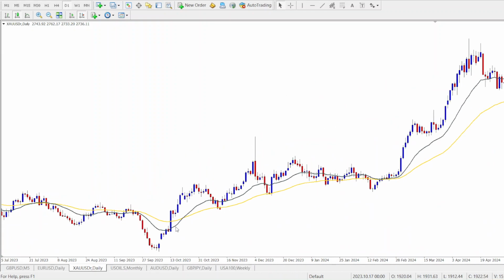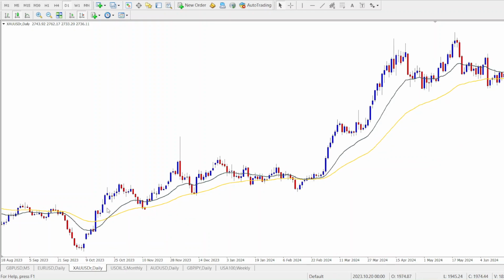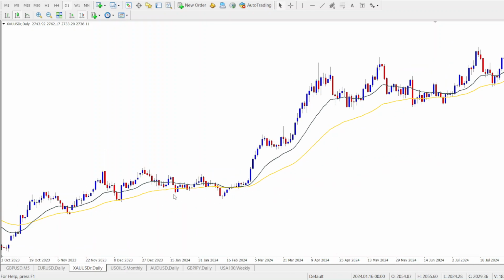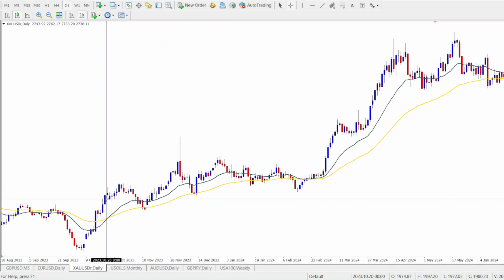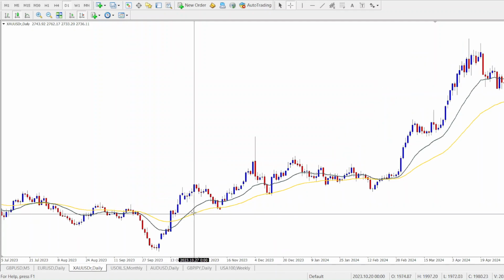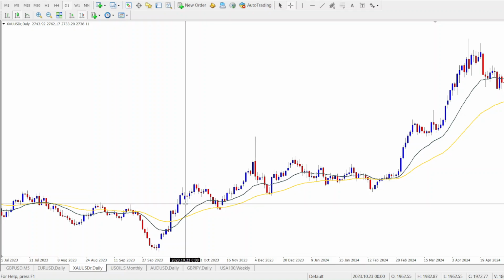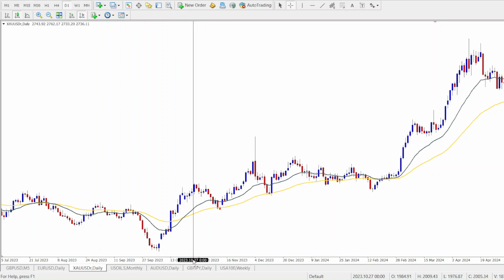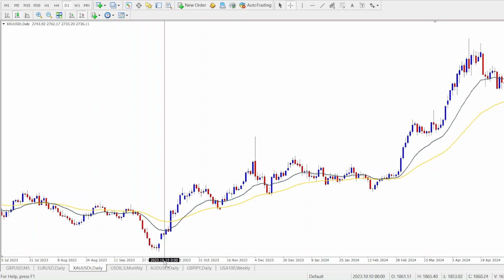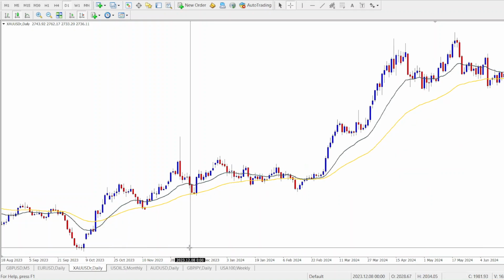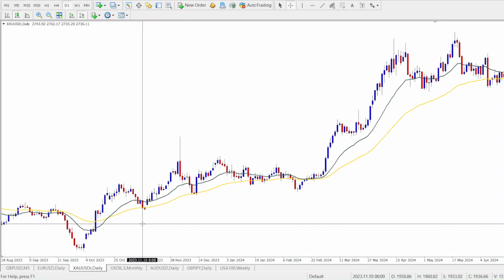For example, as we can see, we had a bullish crossover around here, and since then the price has been consistently bouncing off the moving average, showing that this is a bullish trend. This has been since the crossover happened around October, about 23rd October 2023. That was when this bullish crossover happened.